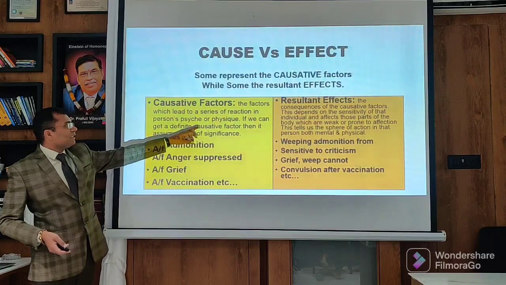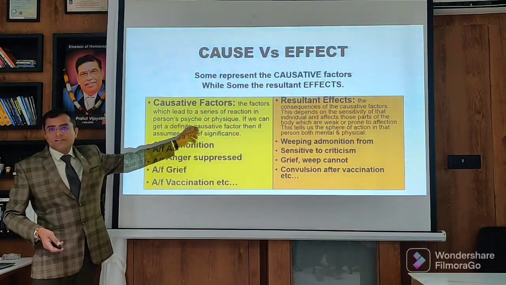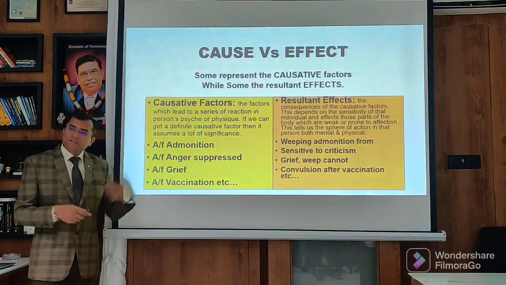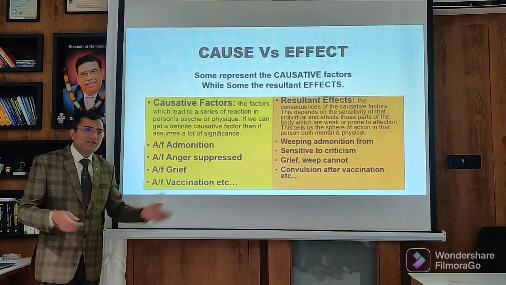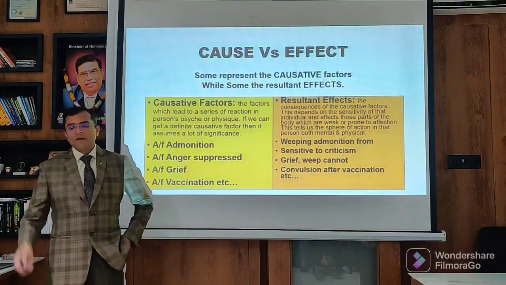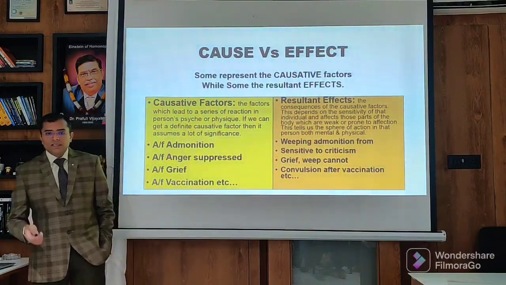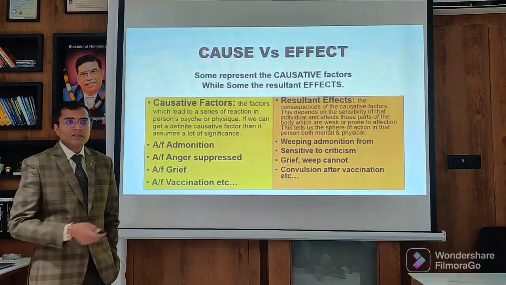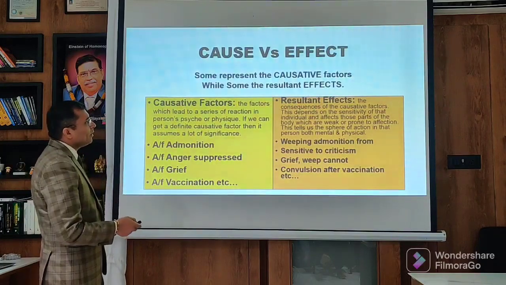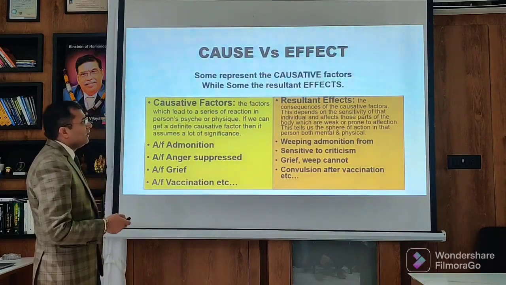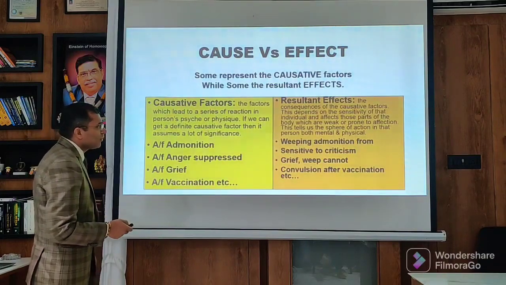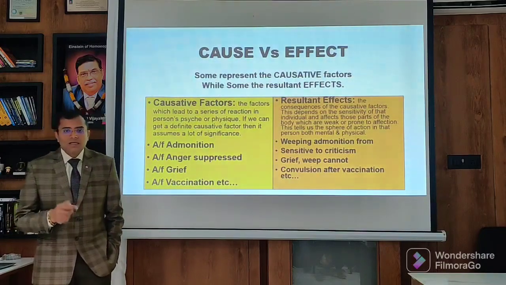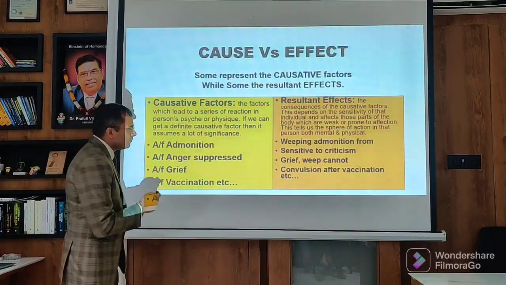And after that, the consequent reactions are either in the person's psyche or in the person's physique. So if in the physique it is a fever, then we can think of that. If it is something different, then we can think of a different remedy. So what are the resultant effects? These are the rubrics of consequences of the causative factors. So resultant effects are the consequences of the causative factor. This depends upon the sensitivity of the individual and affects those parts of the body which are weak or prone to the affection. This tells us the sphere of action, in the person's both mental and physical form.